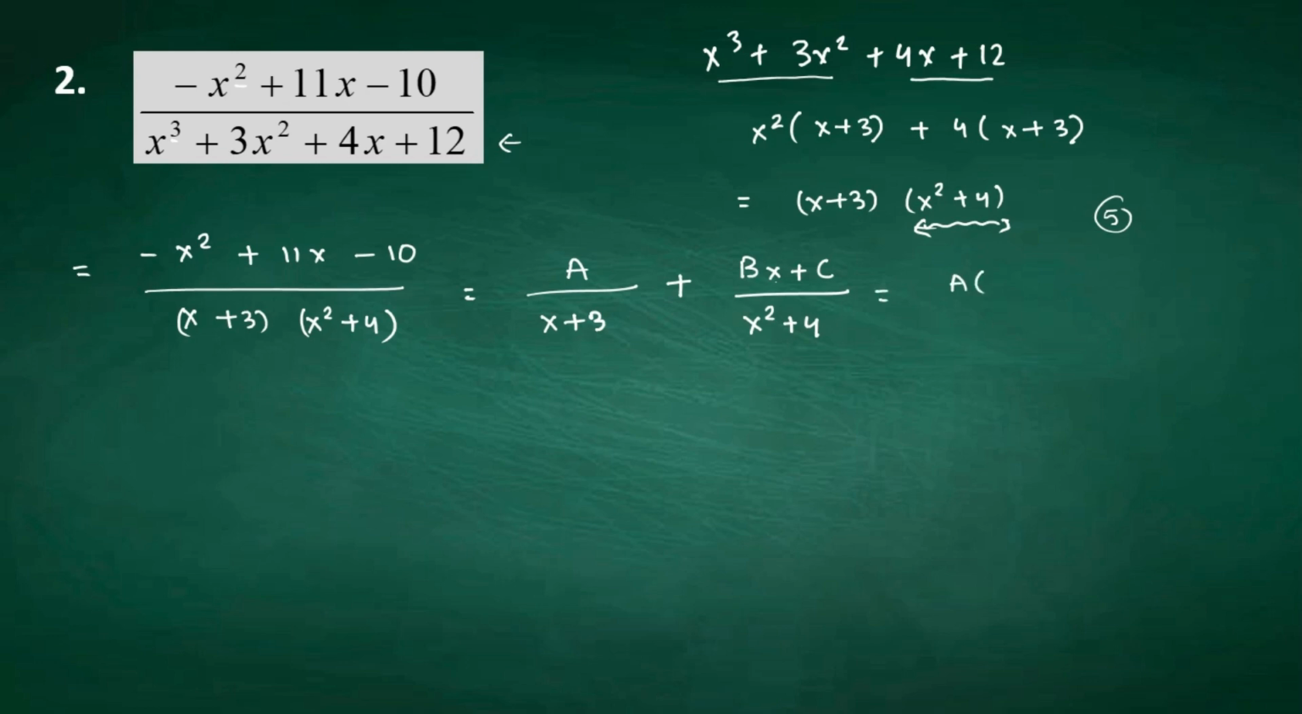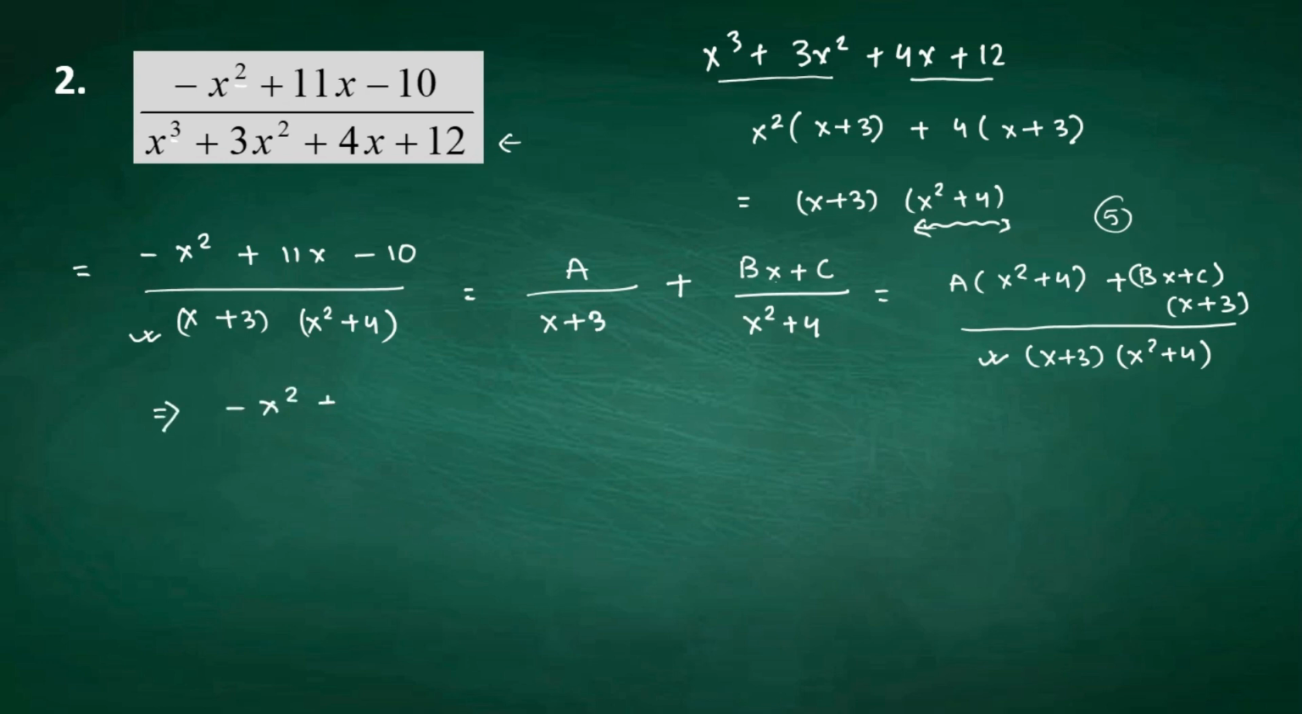You can say a times x square plus 4 plus bx plus c times x plus 3, whole divided by x plus 3 times x square plus 4. You can see now the denominators in both these cases are the same, so you can just remove them and compare the numerators. So let's try doing that. Minus x square plus 11x minus 10 will be equal to a times x square plus 4 plus bx plus c times x plus 3.